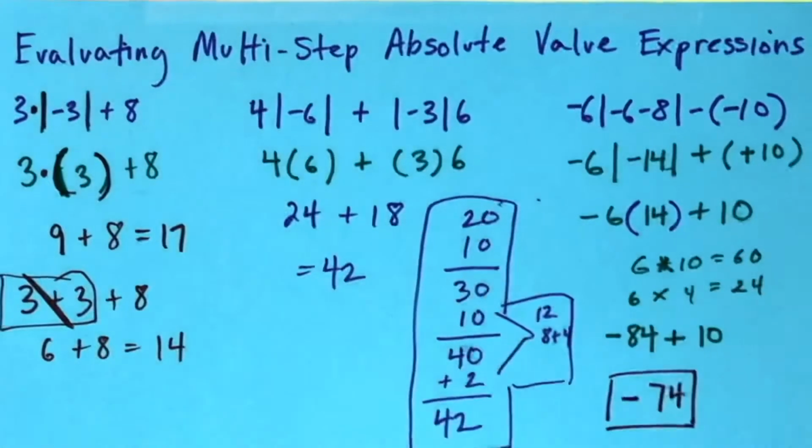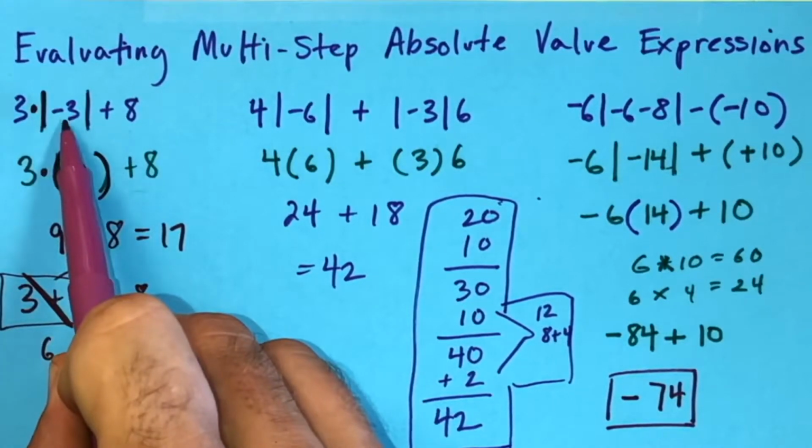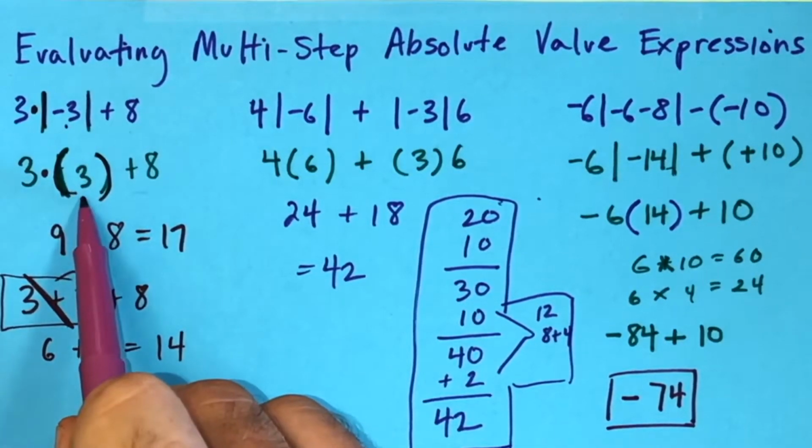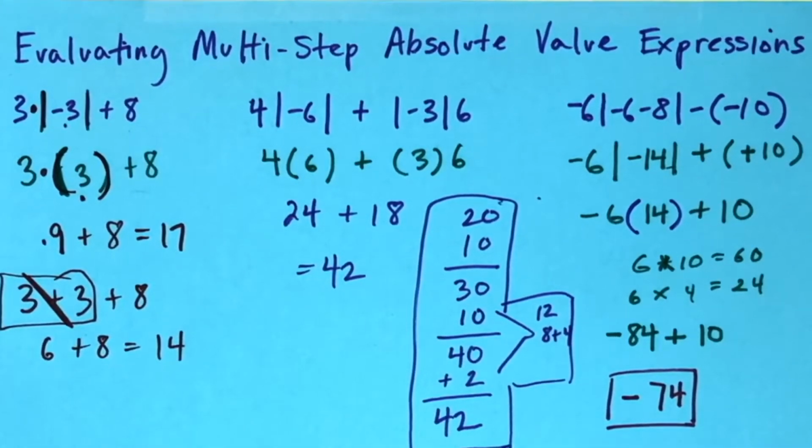So here's some good examples of solving multi-step absolute value expressions. Remember, taking absolute value, maintaining your parentheses, maintaining your multiplication, just solving with your basic order of operations.